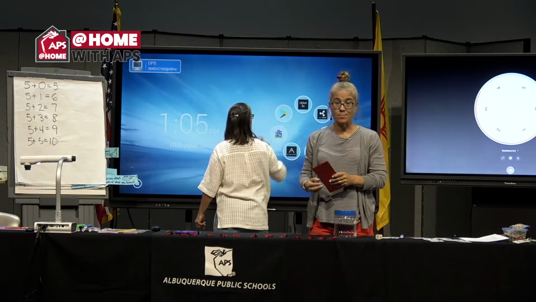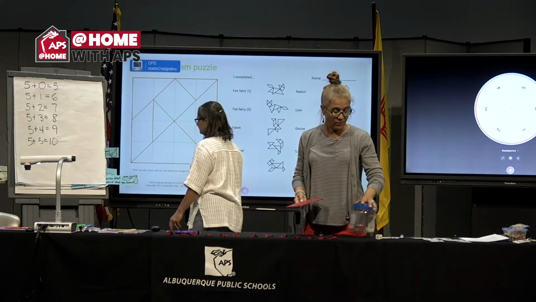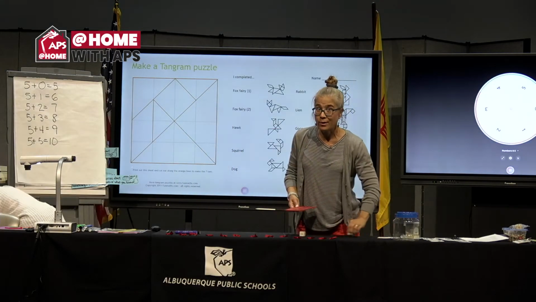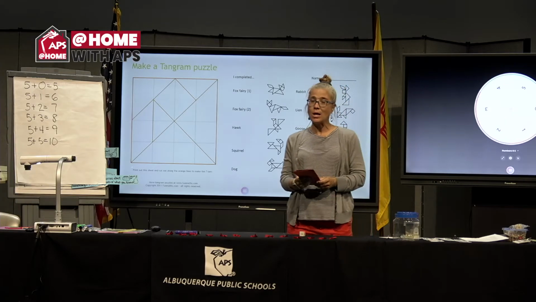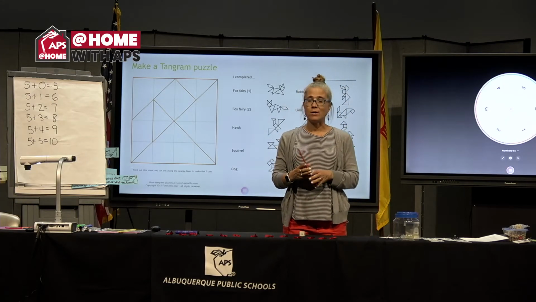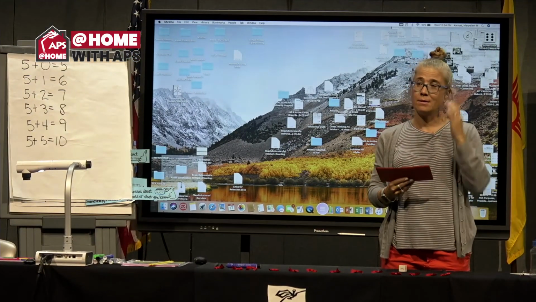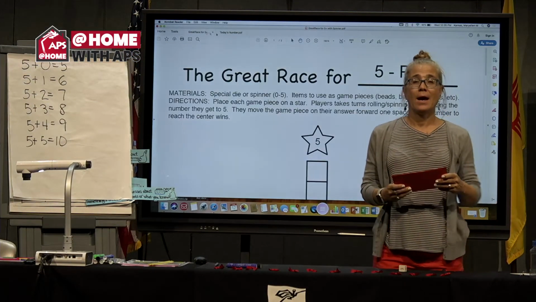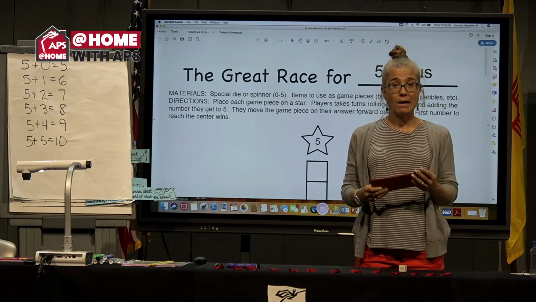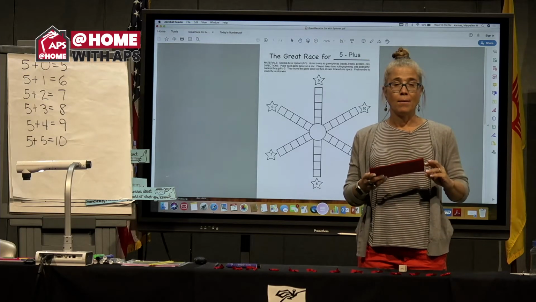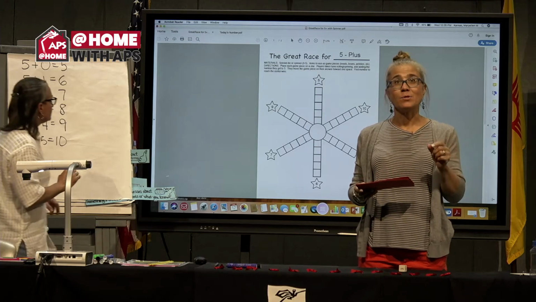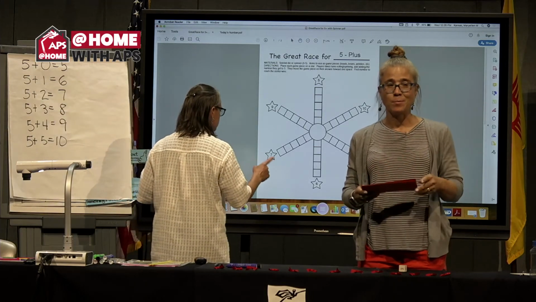So this game is called the Great Race for 5+. We've played Great Race games before, right? And we were talking about how versatile they are, and that means that you can change them a lot and use them for a lot of different things. So this one is going to be for adding numbers to 5. So not adding numbers to make 5, but having 5 and then adding numbers to it.